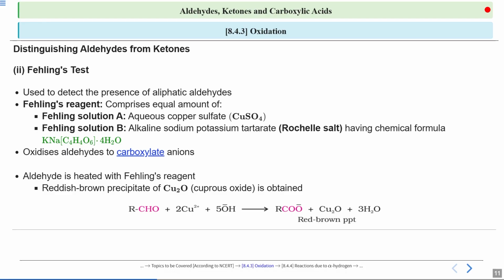If you look at this particular reaction, you have an aldehyde. When you react it with aqueous copper sulfate in an alkaline medium, this will give you a reddish brown precipitate of cuprous oxide, which is Cu2O, and a carboxylate anion, RCOO minus. Water is also released as a side product. So this is the Fehling's test.